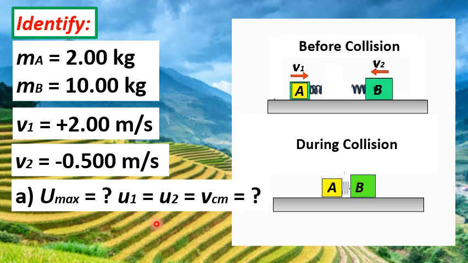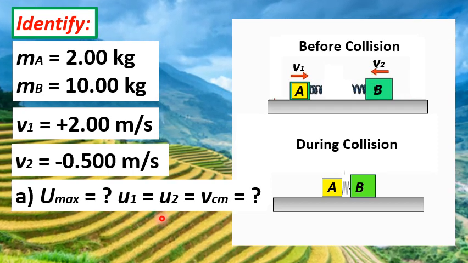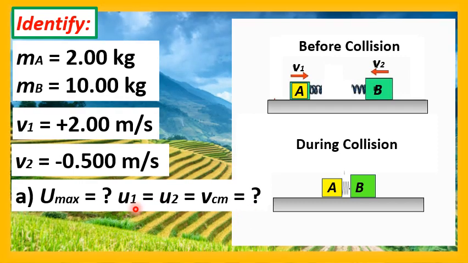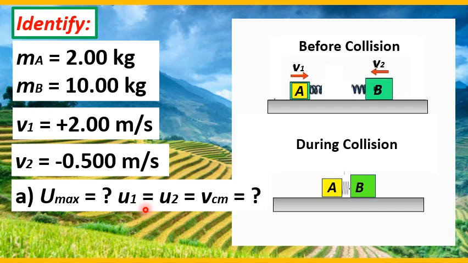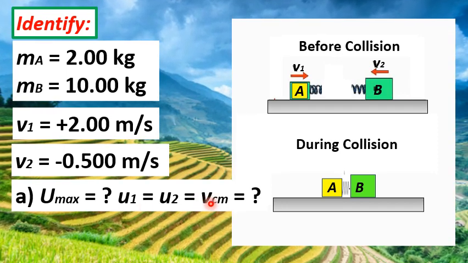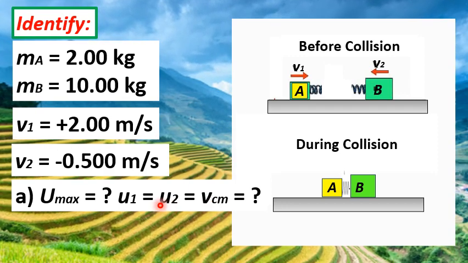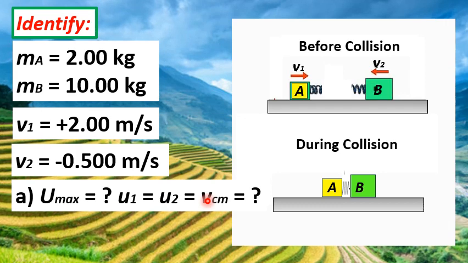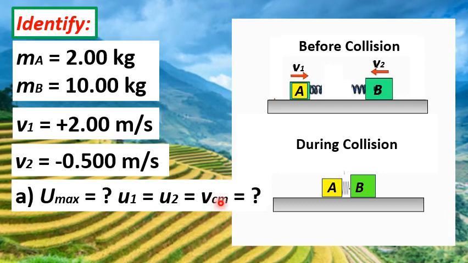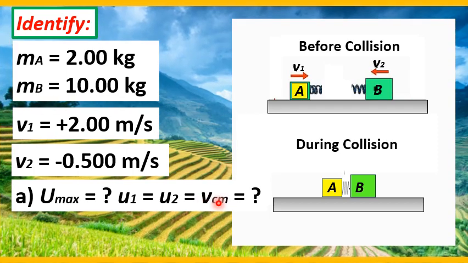But during the impact, the two blocks will have a common velocity. When the stored energy in the spring bumpers is maximum, the two blocks will have a velocity that is common for both of them. So we also consider this velocity as the velocity of their center of mass, denoted by V sub cm.